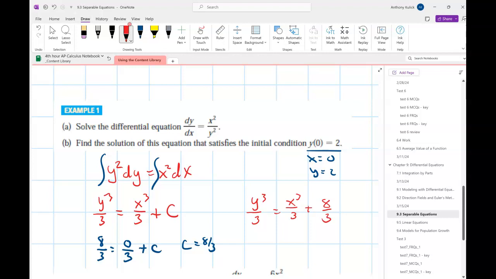I'm going to now multiply both sides by 3 in an effort to get the y by itself. And then just do the cube root of both sides.